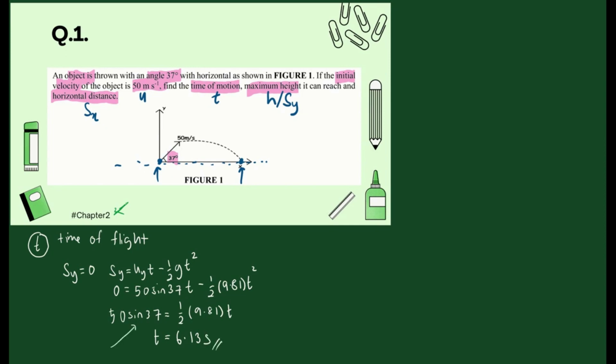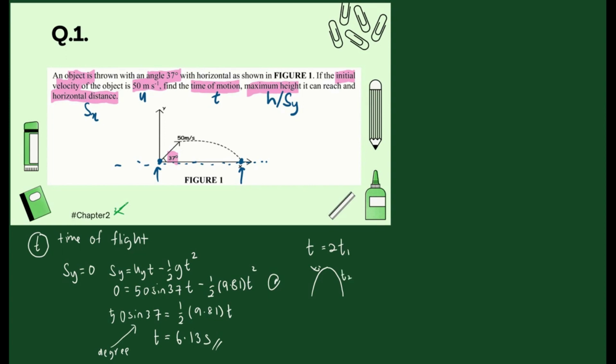Make sure your calculator mode is in degree. Another method of solving this question is to consider time of flight as 2 times the time taken for half of the journey, meaning the time taken for reaching the maximum height, T1, and also when it goes down until it reaches the final point, T2.